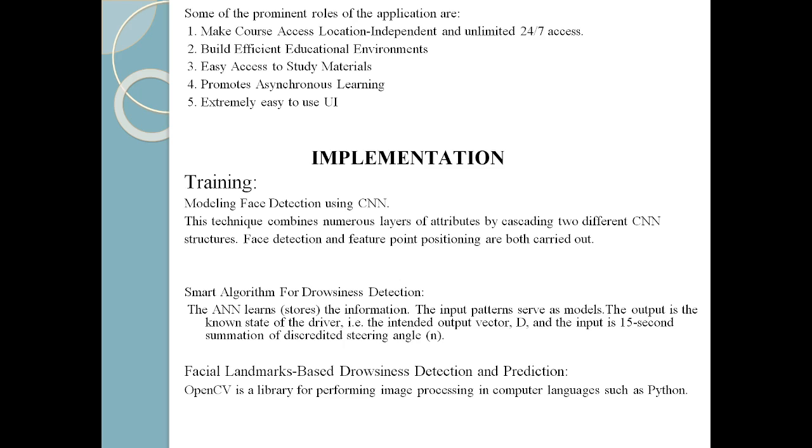Next is using ANN, a smart algorithm for drowsiness detection. We did use the ANN. ANN stores the information. The input pattern serves as a model. The output is known as the state of the student, that is the output vector S, and the input is the 15 seconds summation of discrete steering angle. The classification of the vector value of S is 1, 0 for awake and 0, 1 for sleep. As a result, each input example X correlates to a known output S for training purposes. The order in which the input-output patterns are presented is chosen at random from among the 600 examples.